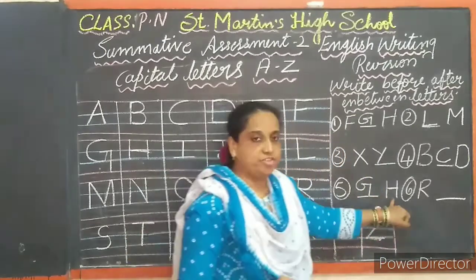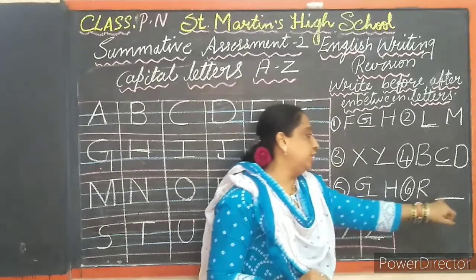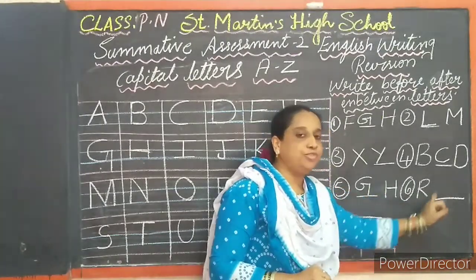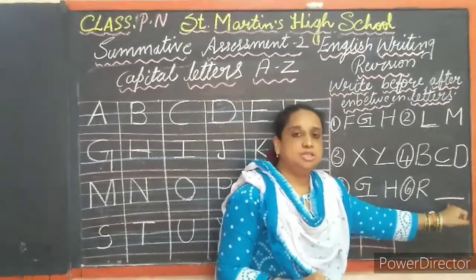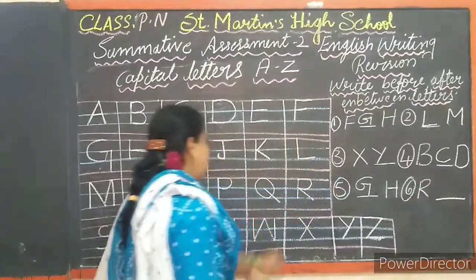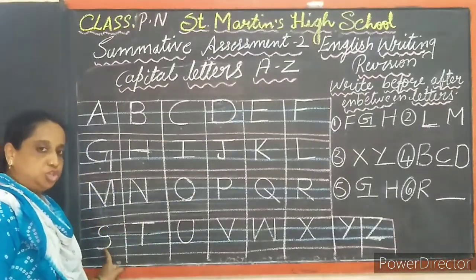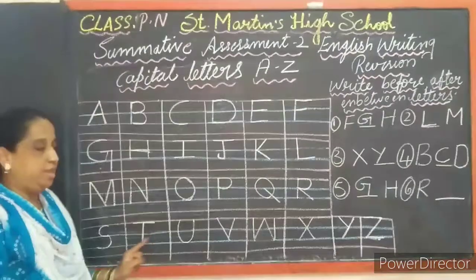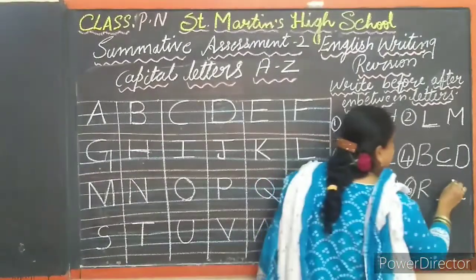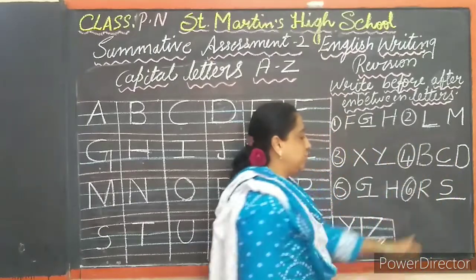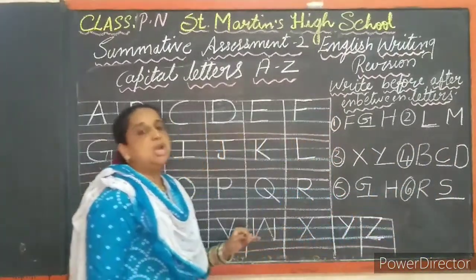G, H. Next, R. First the letter is there, after it a dash is there. So you should write the after letter. Which letter comes after R? R is there. Next to that a dash is there. So you should write letter S in that place. R, S. So I am going to write S here so that we can fill the after letter. Understood, children? I hope you all understood.